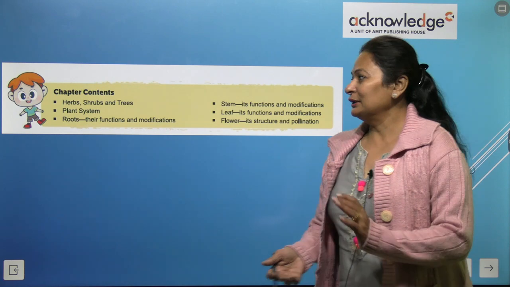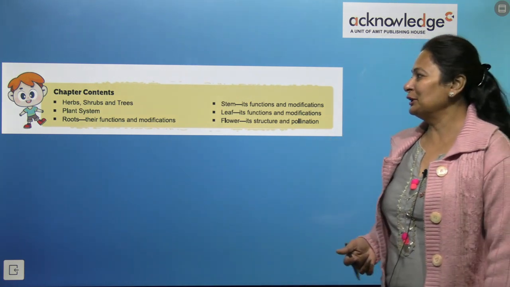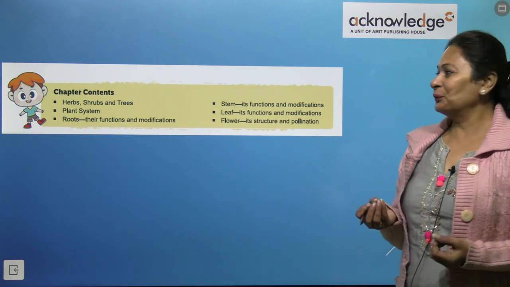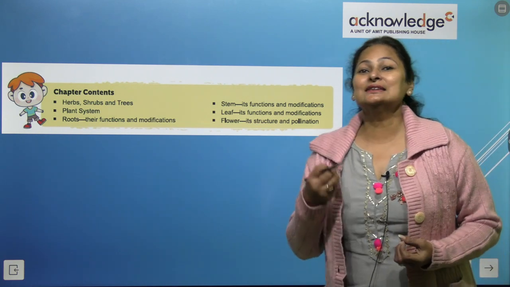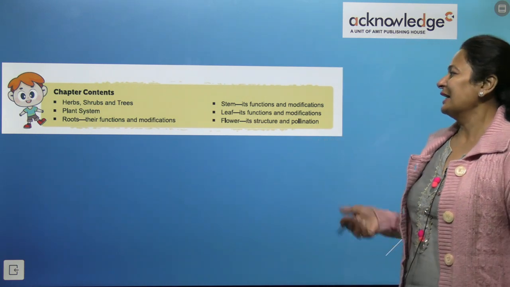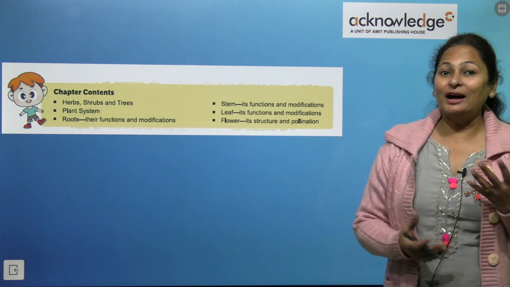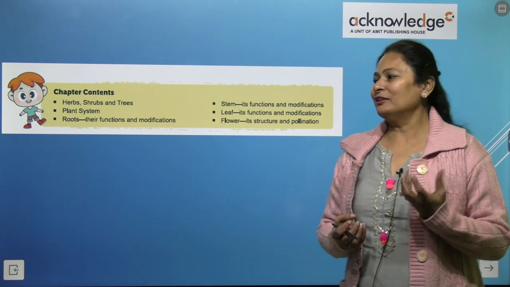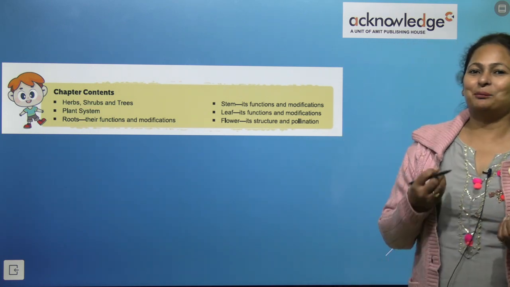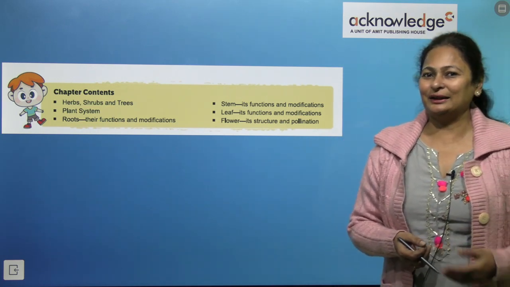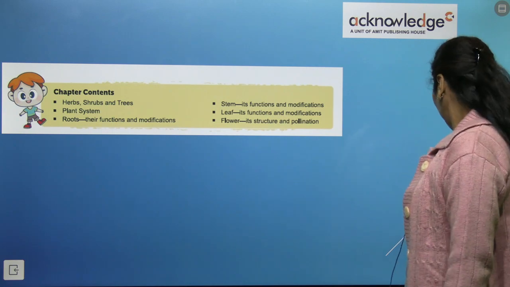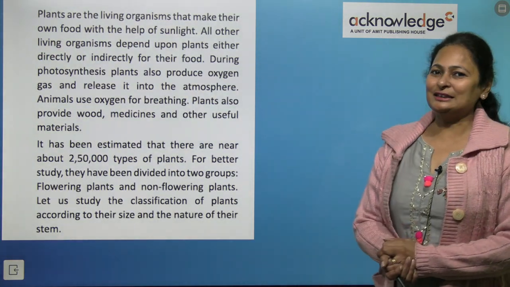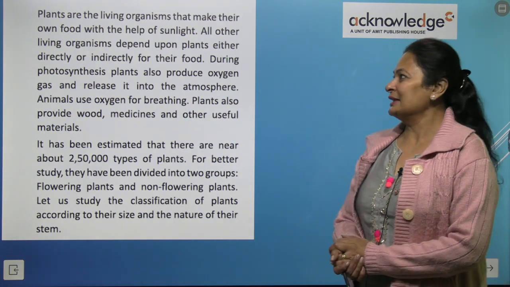We are going to learn about herbs, shrubs and trees, the plant system, root, their functions and modifications, stem, its functions and modifications, and the leaf and the flower. We are also going to learn about pollination in this chapter. So are you all excited? That's really great. So let's begin with the chapter, kids.